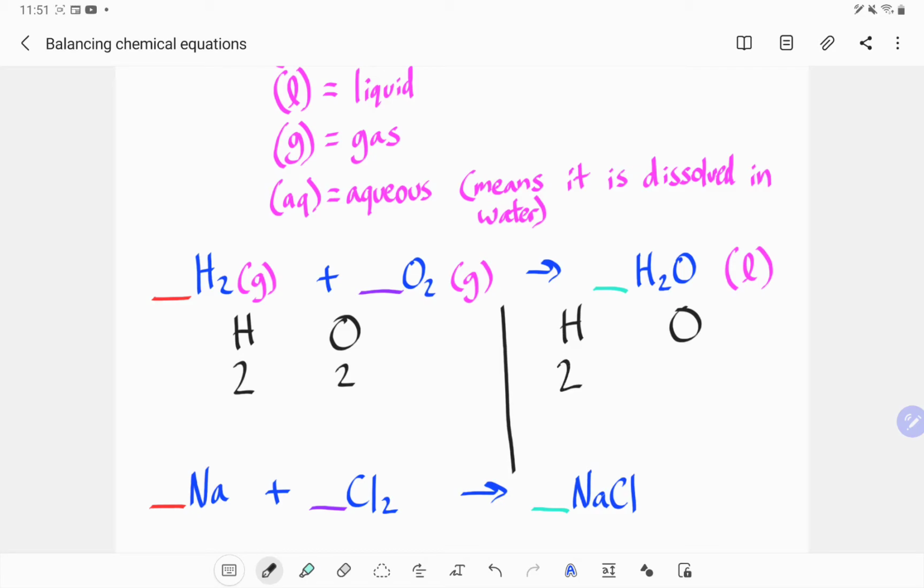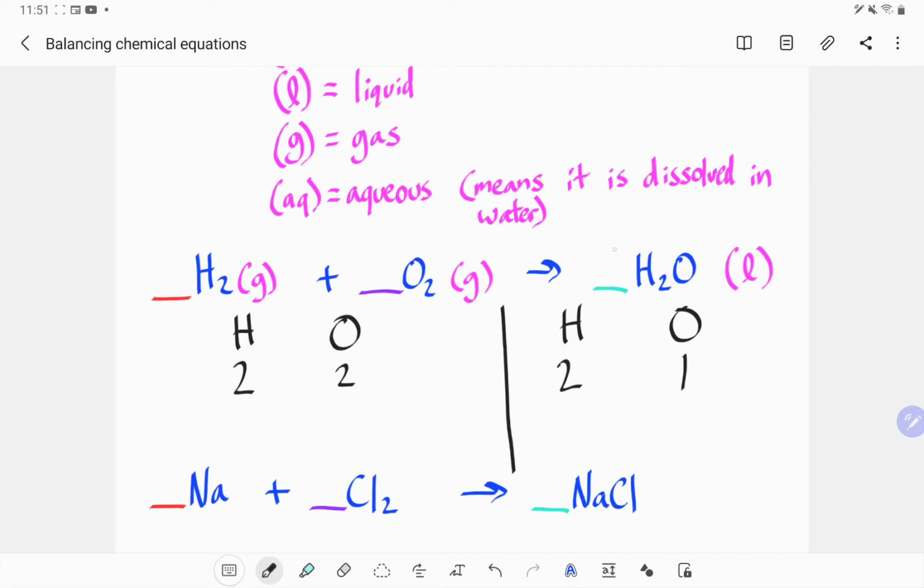So again, 2 hydrogens, 1 oxygen. And now we recognize that this equation is unbalanced. Although hydrogens are currently balanced, so we're good with that, and we're not going to be concerned with hydrogen as of right now. But oxygen, we have 1 over here and 2 over here. So we need to see what we can do in order to balance those oxygens.